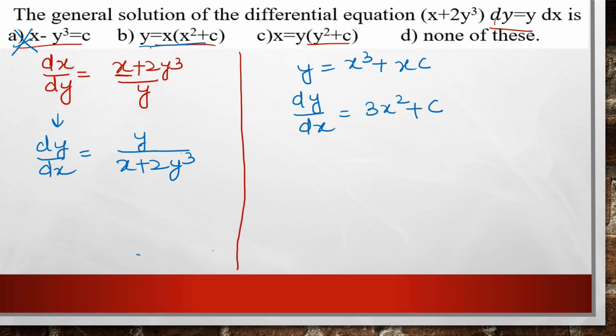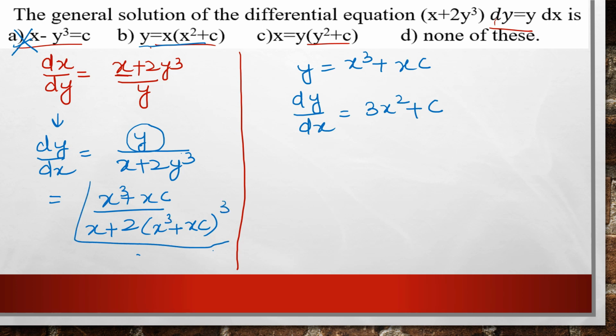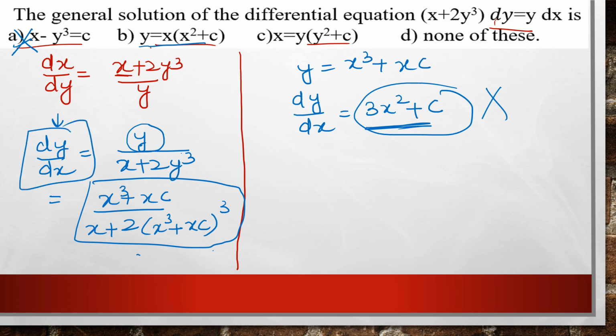Now here what you can do is place the value of y here. So what is the value of y? That is x cube plus xc. Now here again 2x square plus xc. This is x cube, sorry. Now cube of that. If you solve this, will you get this expression? No. So that means option B is also not giving you the same thing as dy over dx, which is given to you according to this question. So option B is also incorrect.